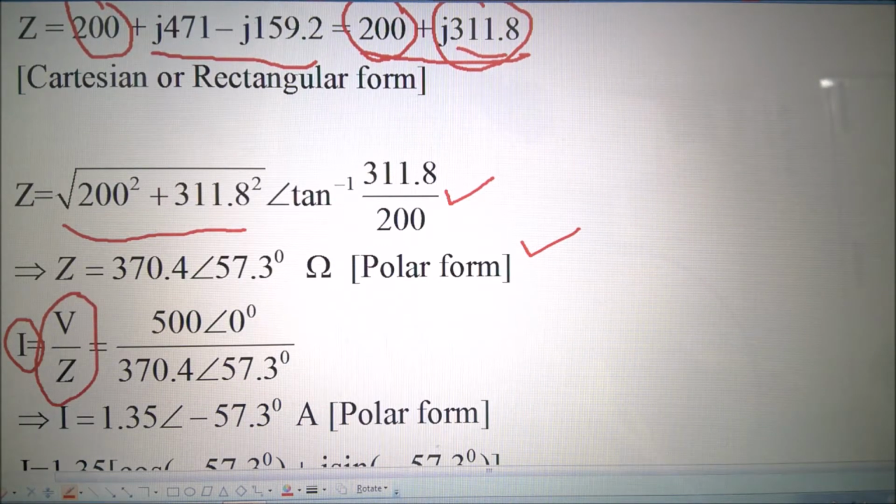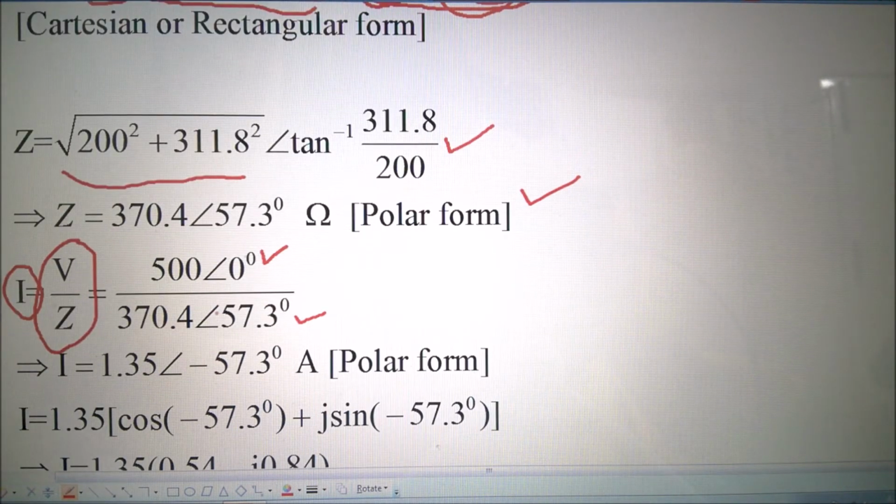And now in the vector form, the voltage we are taking as a reference. It is 500 and 0. Why do we put 0 degree? Because voltage we are taking as reference. Then the impedance we are dividing, and in complex numbers the magnitudes are divided and the angles are subtracted, numerator to denominator. As a result, the current we are finding is 1.35, and the phase difference with the voltage we are finding with this, and that is in the polar form.